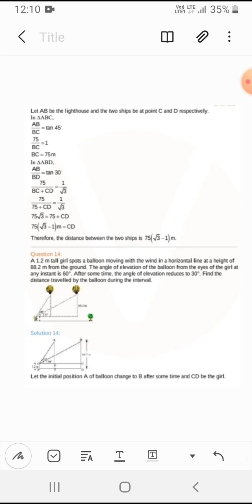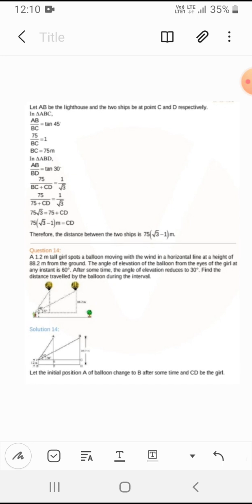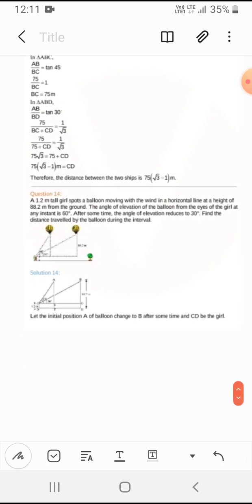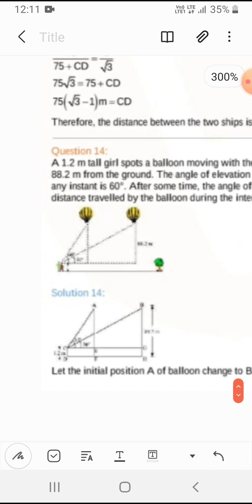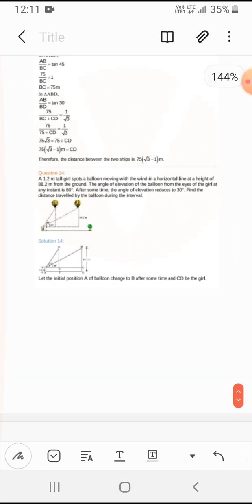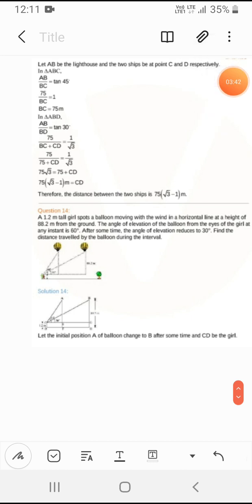So next, the 14th question is, a 1.2 meter tall girl spotted a balloon moving in the horizontal direction, at a height of 88.2 meters from the ground. The angle of elevation of the balloon from the eyes of the girl is 60 degree, and the angle of depression of its shadow is 30 degree. So we have to find the height of the balloon. So here they have given 88.2 meter is the total height, and this 1.2 meter is the gap they have given.